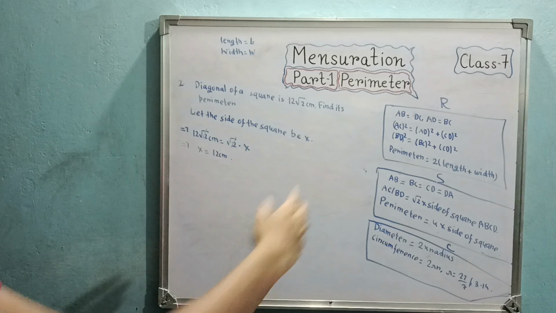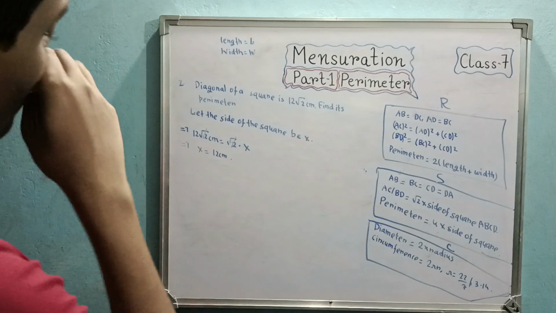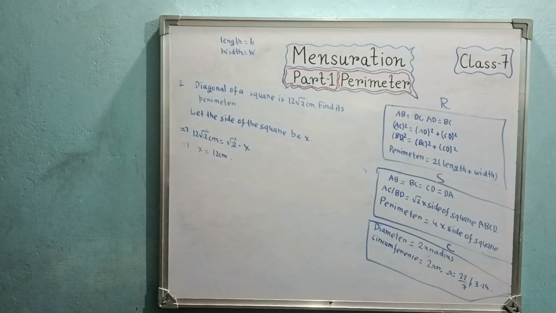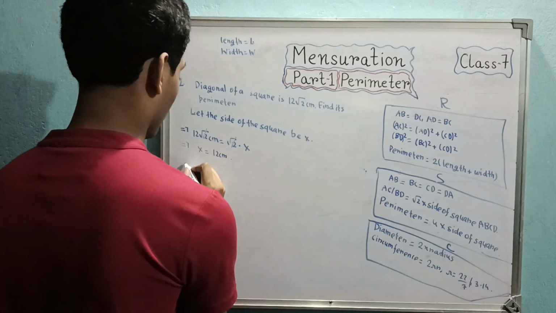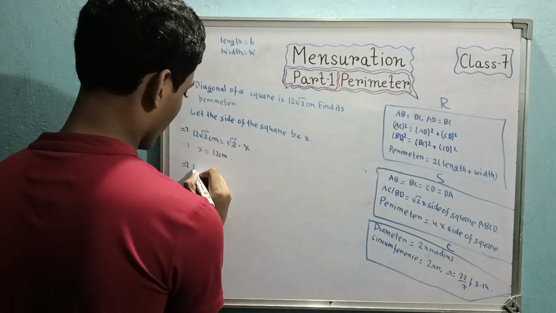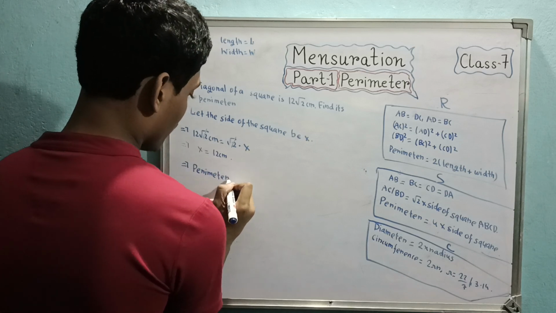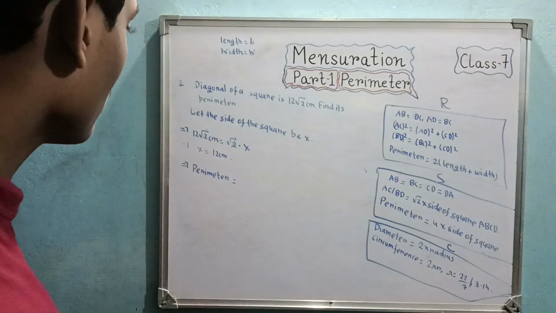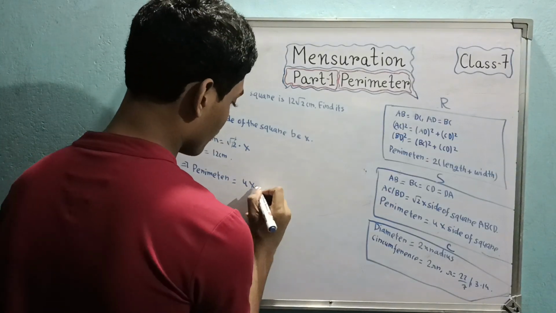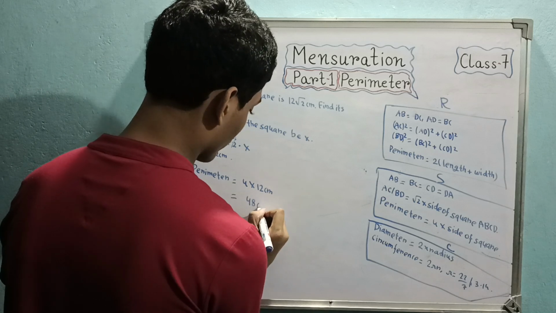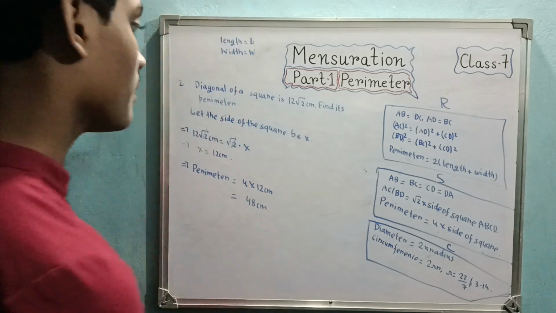So what did you do? Use the diagonal equation for a square and found out the value of x, which is the side of the square. Perimeter, easy thing. Perimeter is 4 into side, right? Equal to 4 into 12 centimeters. So easy. Square's perimeter, it is the easiest thing in the whole universe. You get the side multiplied by 4.